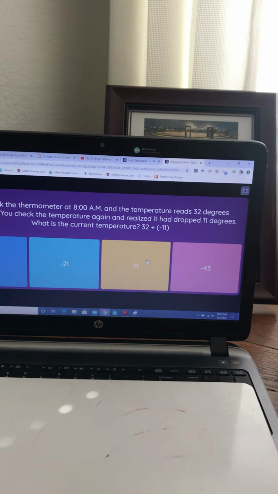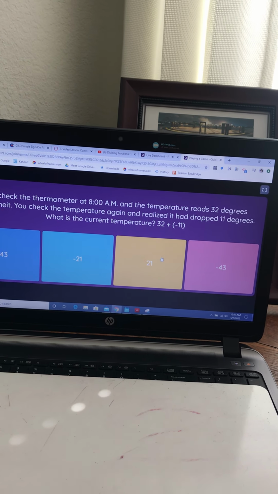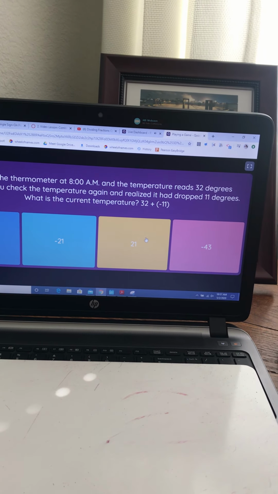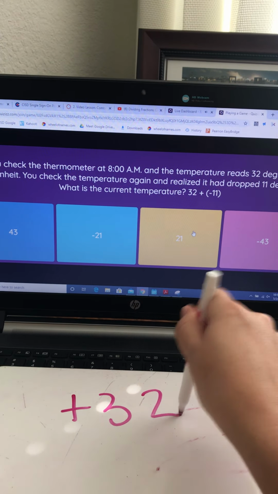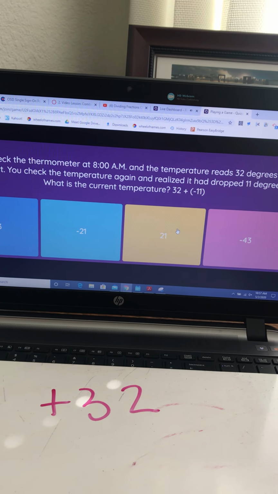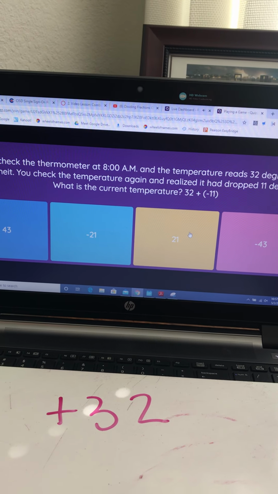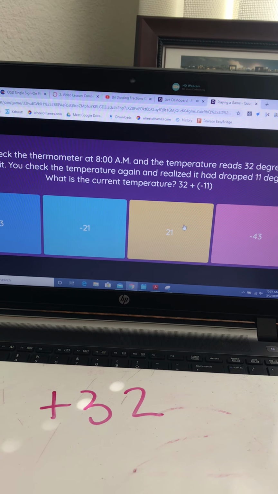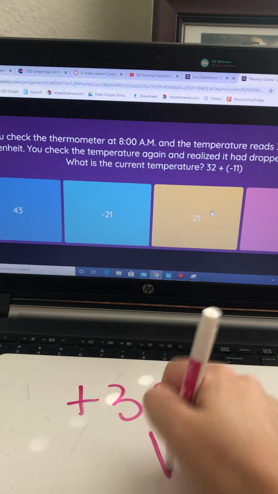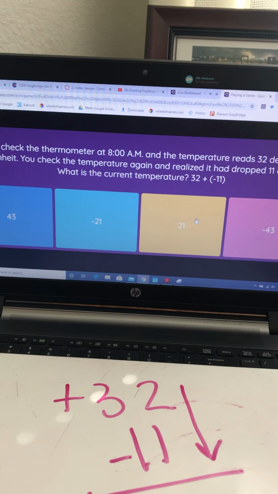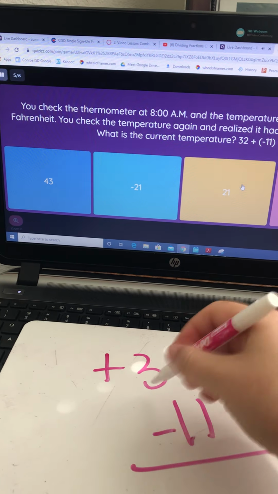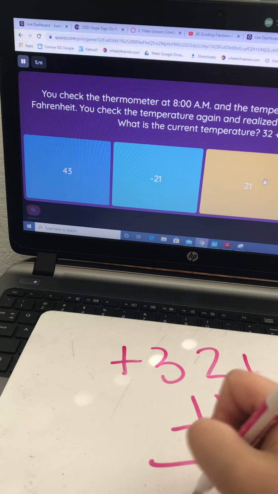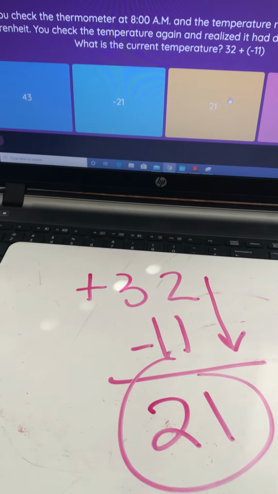Here we have a word problem. You check the thermometer at 8 a.m. and the temperature reached 32 degrees Fahrenheit. It's a positive 32. You check the temperature again and realize it has dropped 11 degrees. So it has decreased by 11. What is the current temperature? Our current temperature would be 32 minus 11, or 21 degrees Fahrenheit.